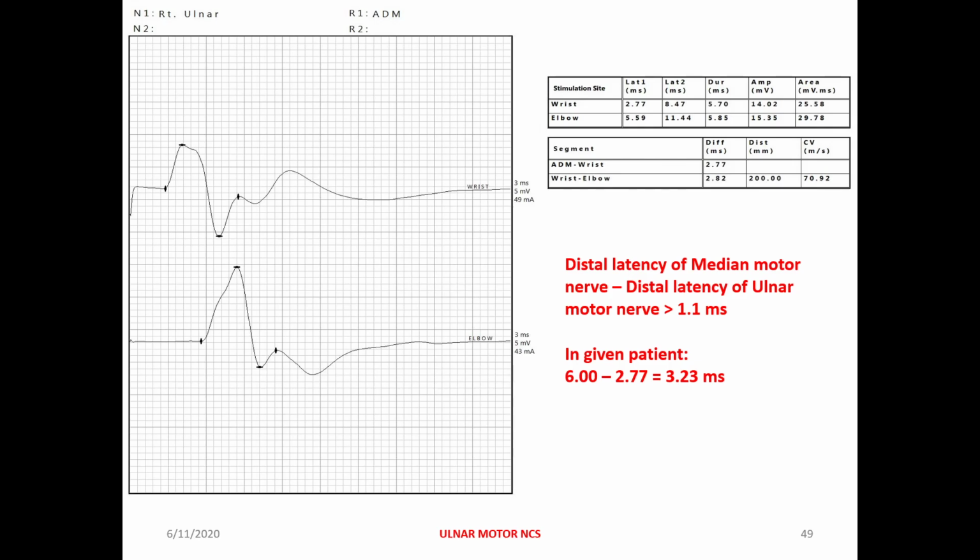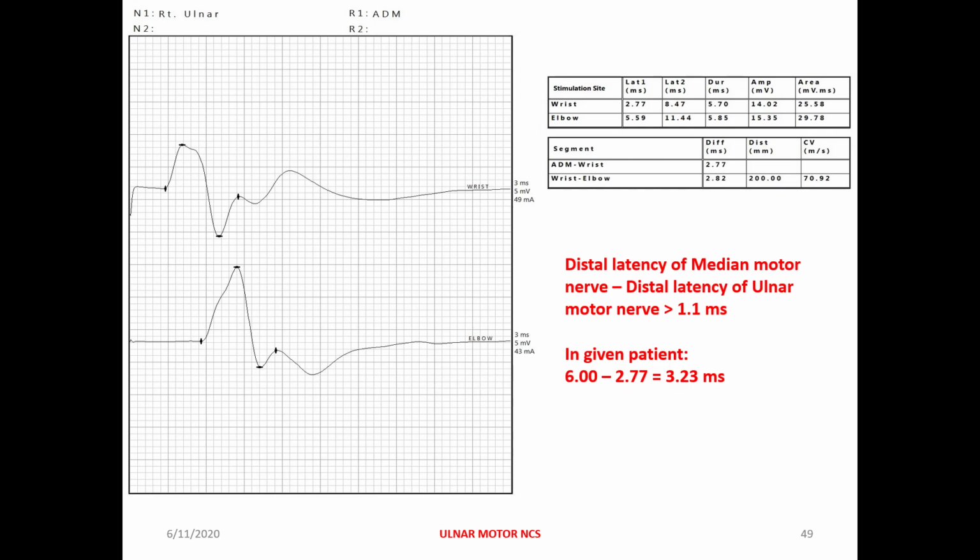Clear? Because if the median nerve latency is prolonged, and at the same time the ulnar nerve latency is also prolonged because of polyneuropathy, then this difference will remain the same. Why? Because latency of median as well as ulnar are both prolonged. But in CTS, what happens? Only the latency of the median nerve is prolonged. At the same time, the latency of the ulnar nerve is not prolonged. So the latency difference of these two nerves will increase.